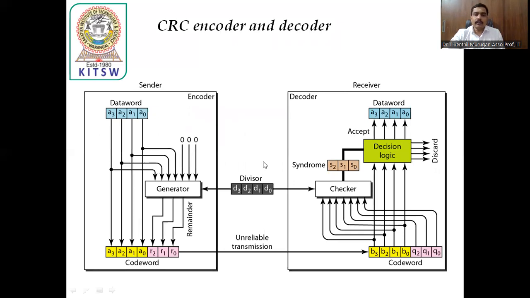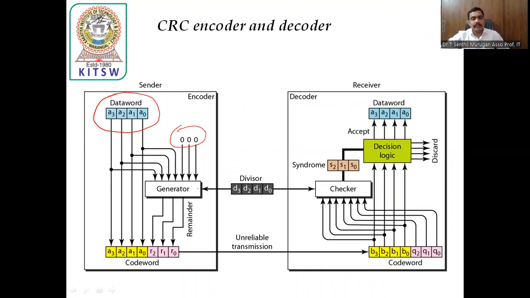So in a cyclic code, how is the data transmitted? For example, just see this diagram. Here the data word is there, and already we know data words. This data word has 4 bits: A0, A1, A2, A3. Then some extra redundancy bits are added.